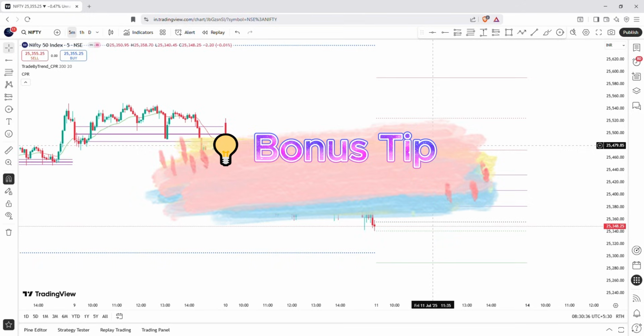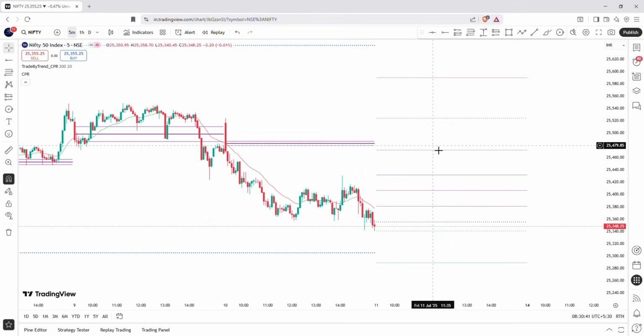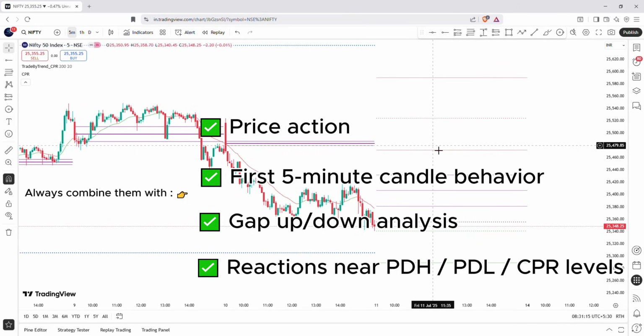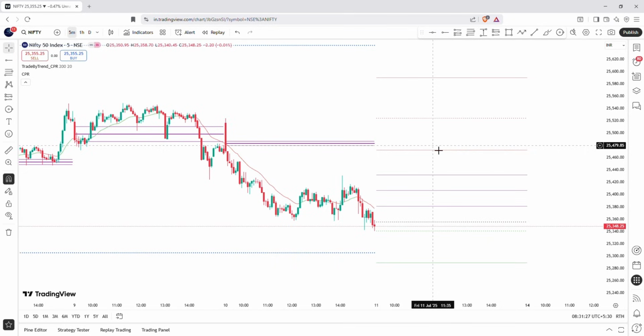Now let me tell you a bonus tip. These indicators are super simple, but don't use them alone. Always combine them with price action, post 5 minute candle behavior, gap up or gap down analysis, and reactions near previous day high, previous day low, or CPR levels. That's how we can create high probability trades with confidence.